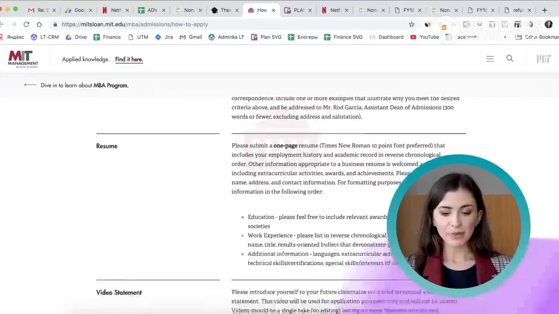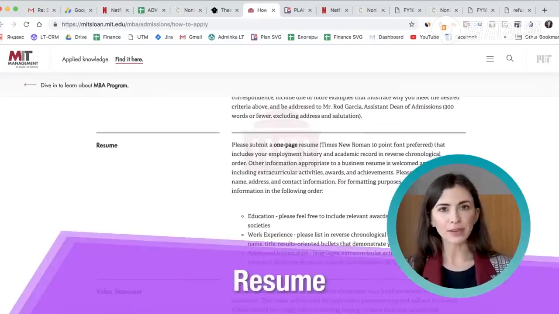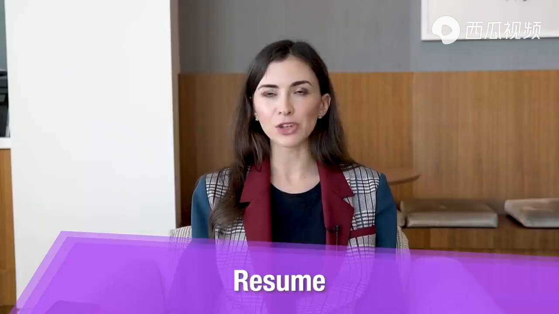Next step, resume. The rule of thumb here is that if you have less than 10 years of experience, your resume should not be longer than 1 page. Please, please, please. I've seen so many resumes that are 5-6 pages. No, guys, come on. Nobody wants to hear about, I don't know, all of the publications that you've had. They don't want to hear about all of the work experience that you've had. Just highlight the most important things.